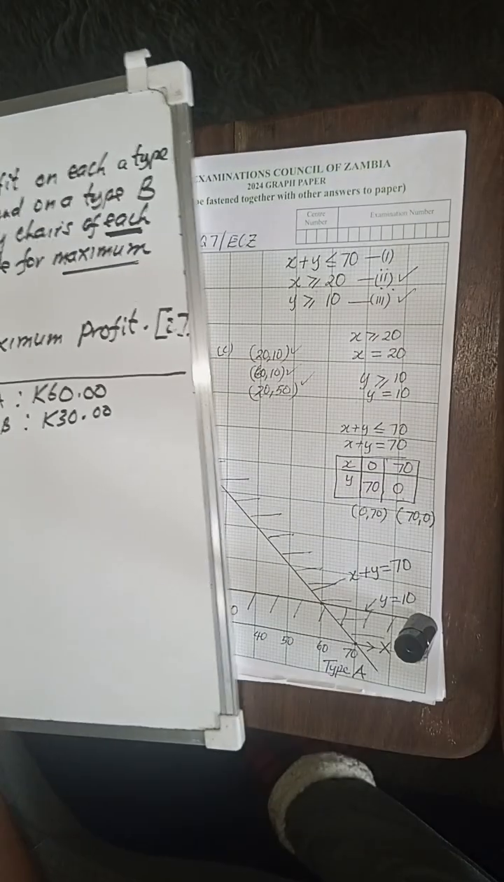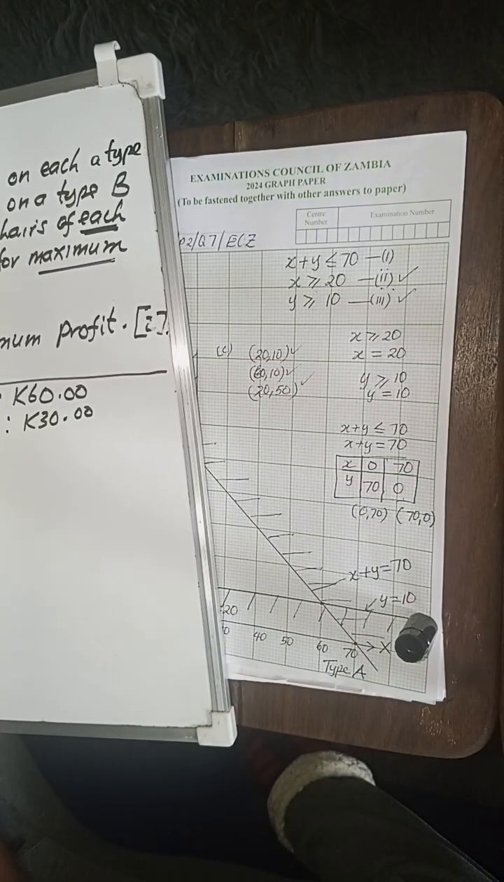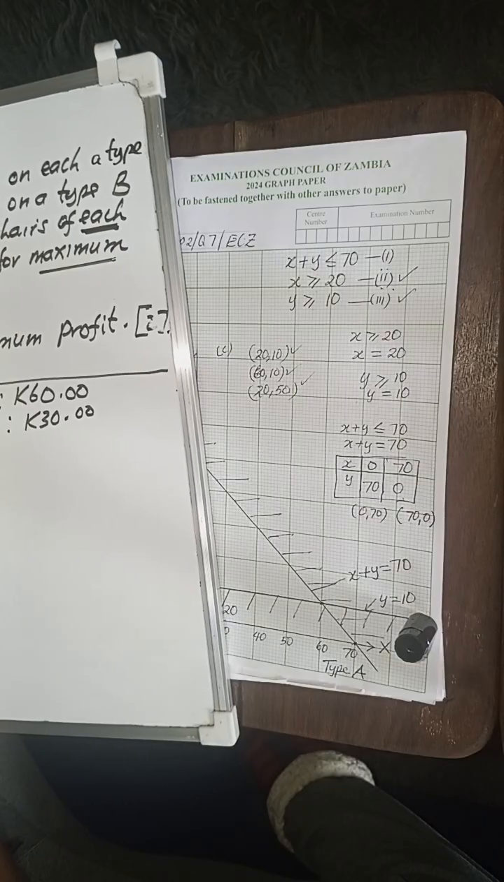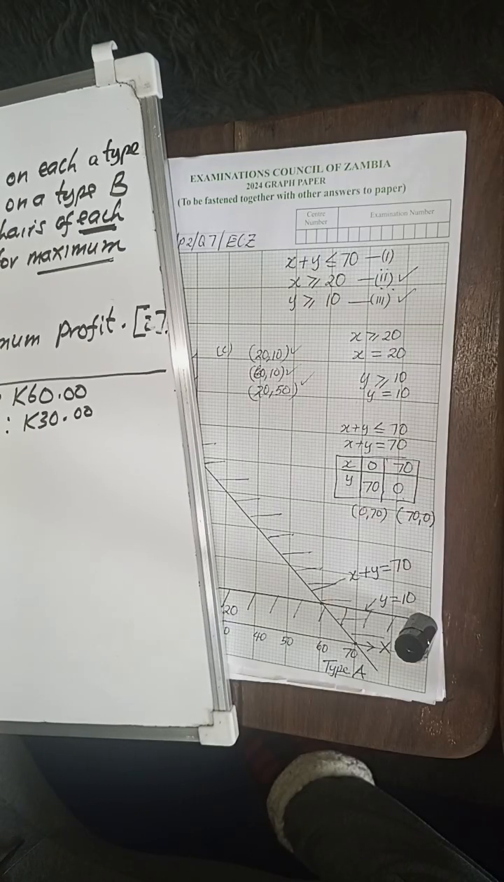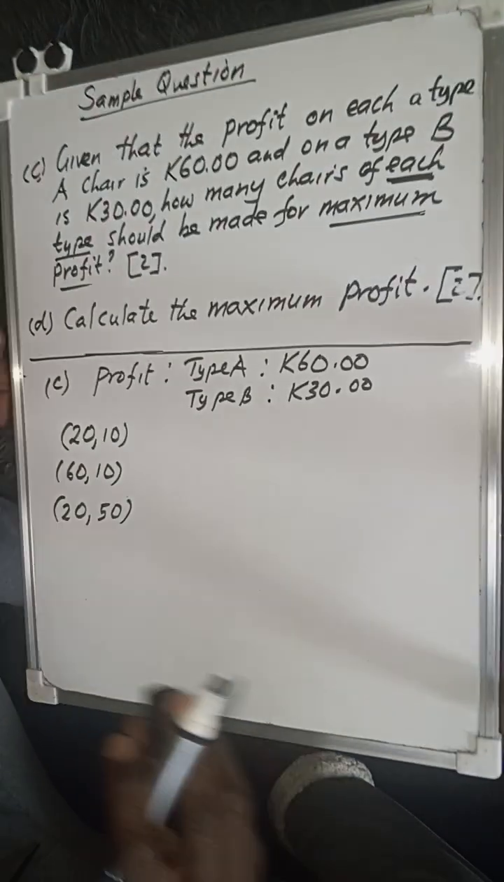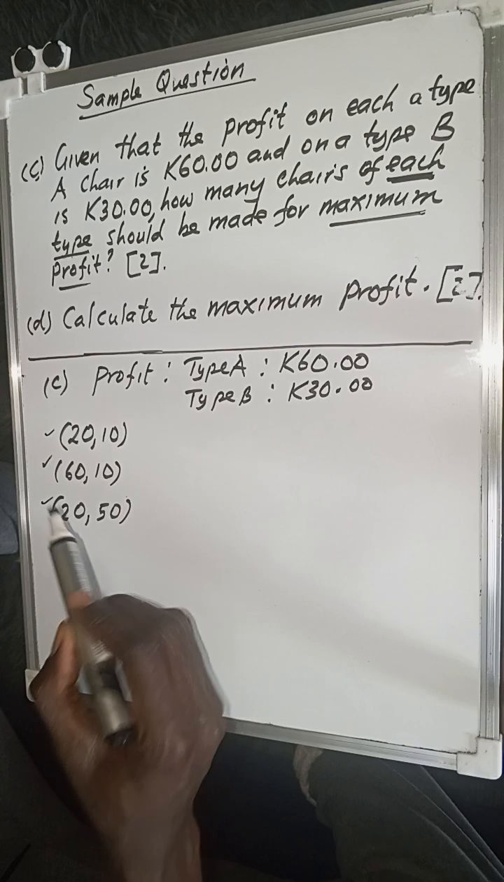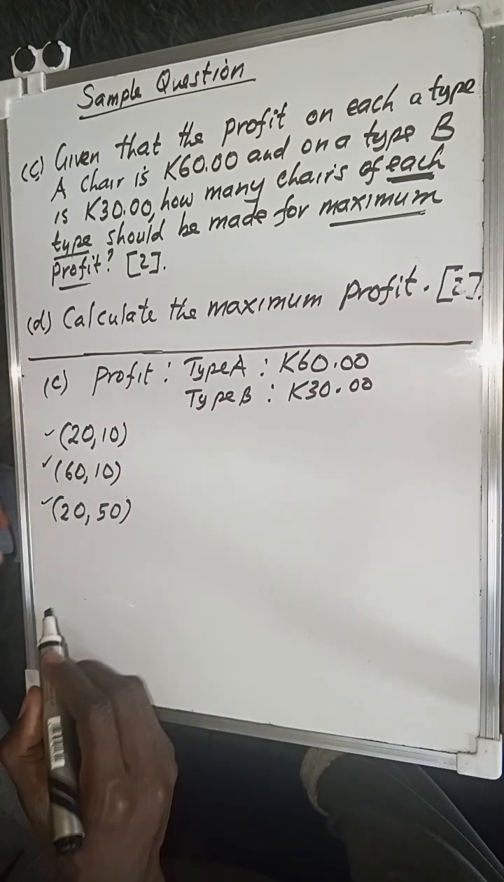So the points that I have there, let me just write them there. 20,10. I do have 60,10, and I do have 20,50. So these are the points that I'm having there in this case. So I need to try out all these points. Between these points, which one will give me the maximum profit?